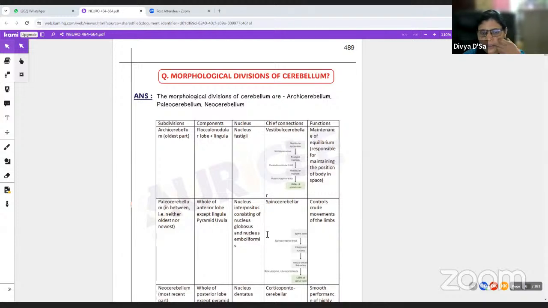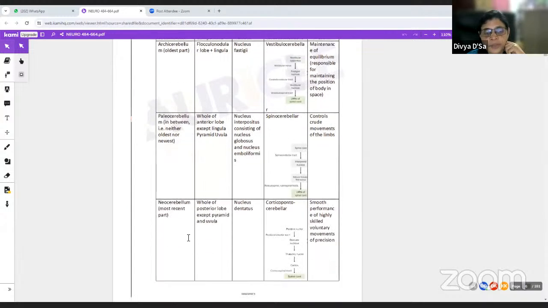So here the chief connection is spinocerebellar. From the spinal cord to the cerebellum, whatever tracts are coming, they come to this. This we basically see in birds and reptiles. Here they are responsible for maintaining the crude movements of the limbs and the tone of the muscles. So that is what the paleocerebellum controls.